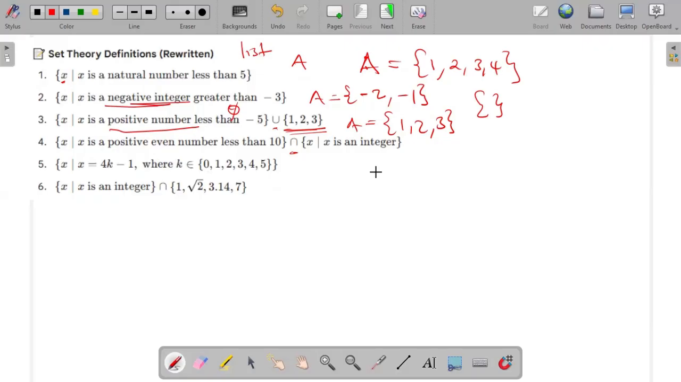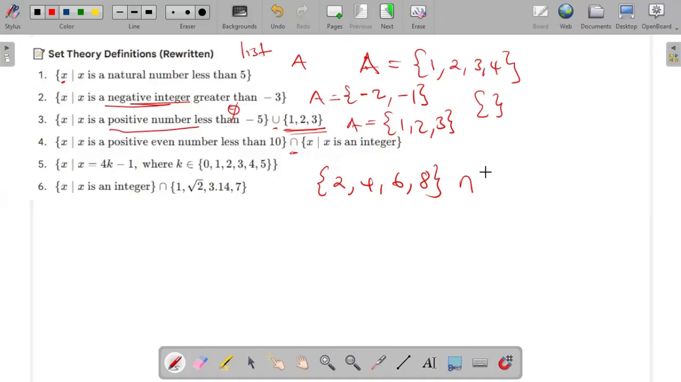So when I look at 10, to list out the even numbers less than 10, there's 2, there's 4, there's 6, and there's 8. These are the even numbers that are less than 10, positive only. Then they're saying intersection. Then intersection what? They're saying x is an integer.